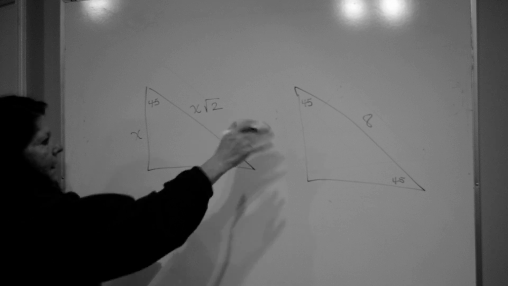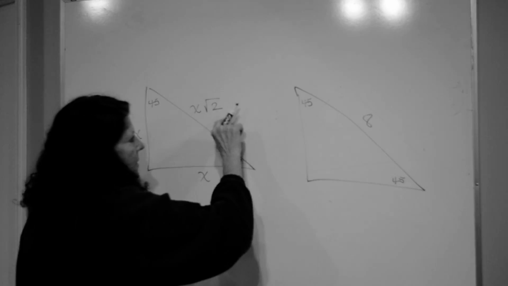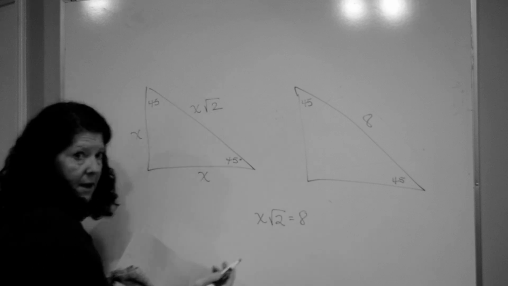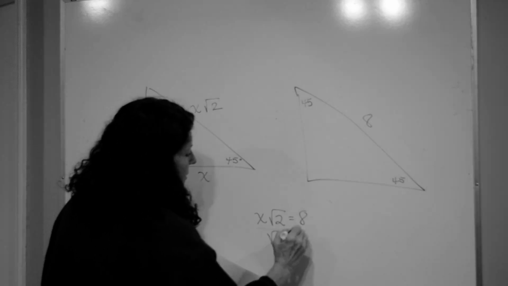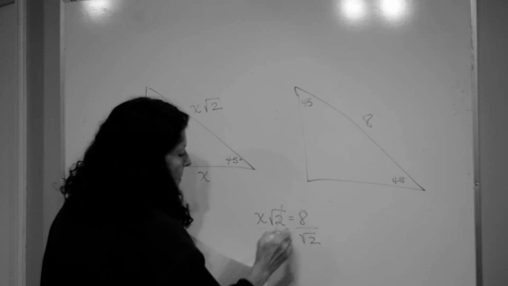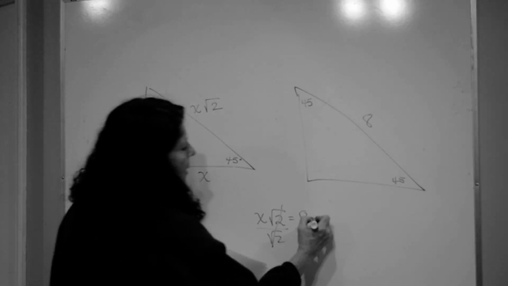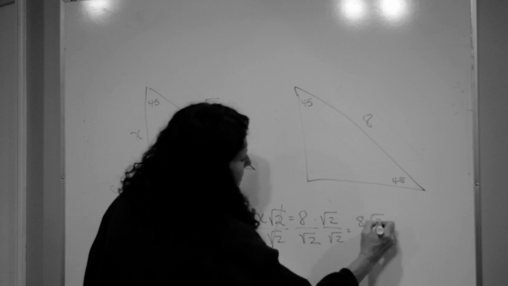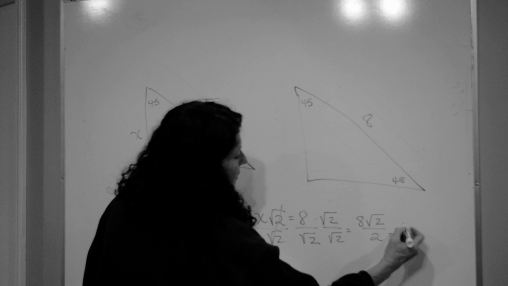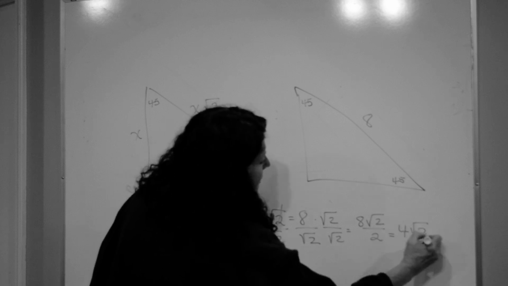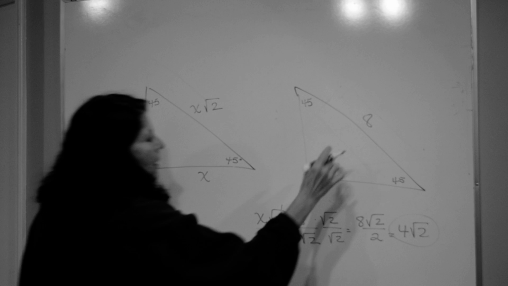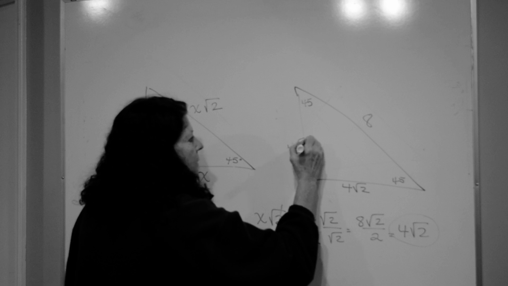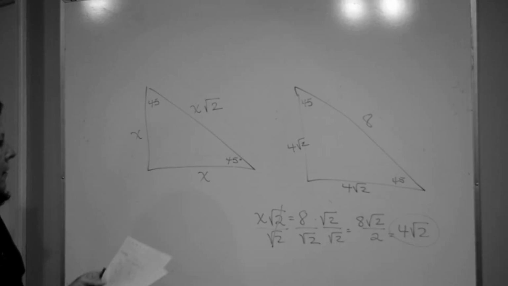Well, in order to find what x is, I would have to put the hypotenuses together. So I have x square root of 2 is equal to 8, and I'm going to solve for x. So I'm going to divide by the square root of 2, divide by the square root of 2. Remember, you cannot leave the square root of 2 on the bottom. So you have to multiply the top and the bottom by the square root of 2, which is going to give me 8 square root of 2 over 2, or 4 square root of 2 as your x. Well, this is x and this is x. So this side is 4 square root of 2. This side is 4 square root of 2. And then you've solved that triangle.